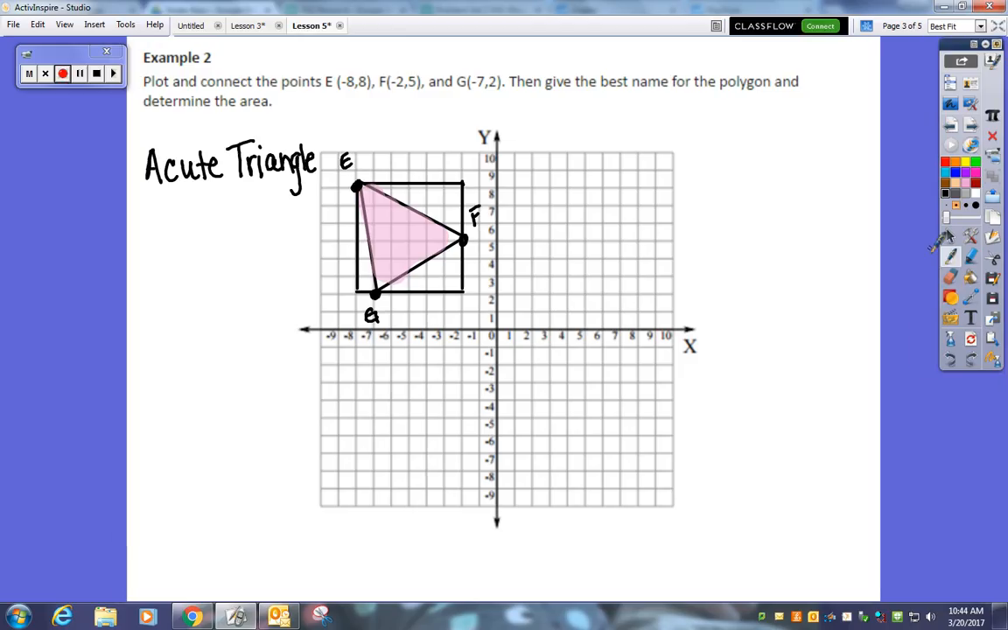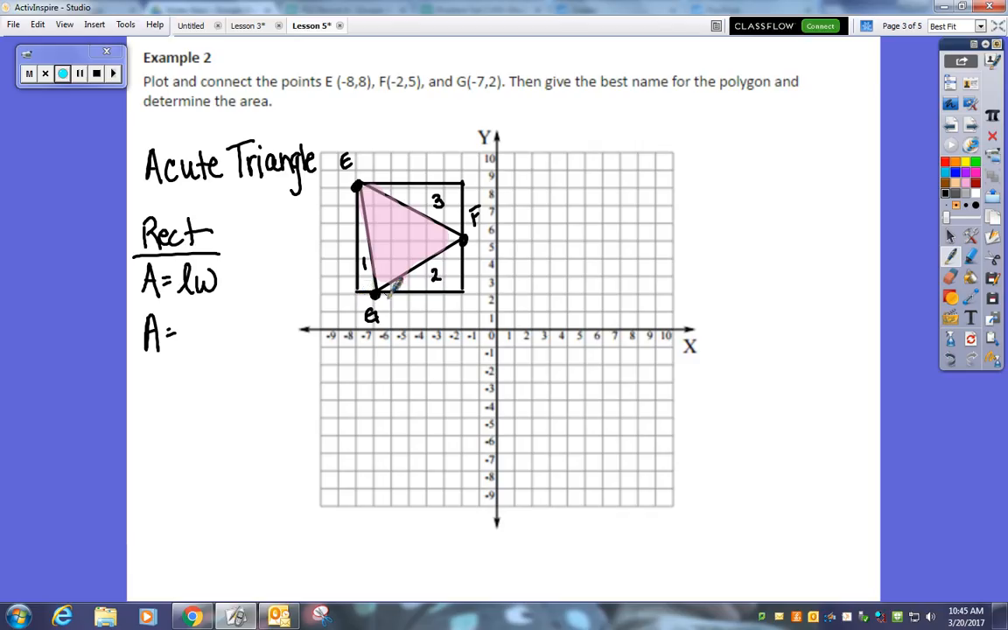This has created a rectangle, but it has also created 3 triangles. So we've got this triangle right here, this triangle right here, and this triangle right here. So what we're going to do is find the area of the rectangle by using the formula area equals length times width. We can count this side, or we can use a distance between 2 points, either way. I'm going to just count it.